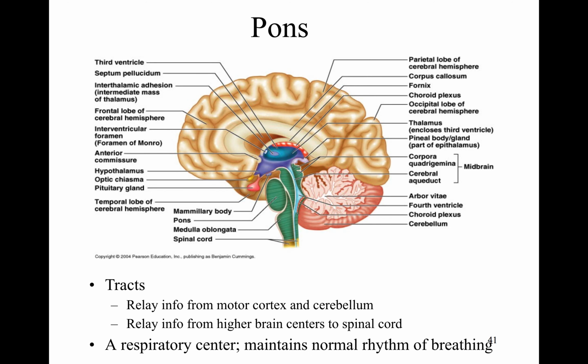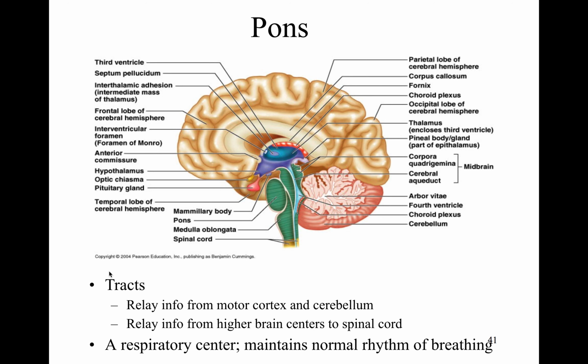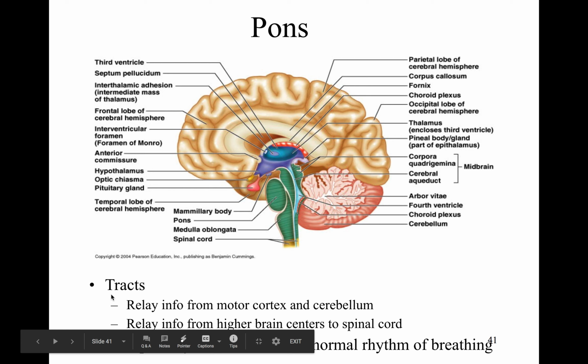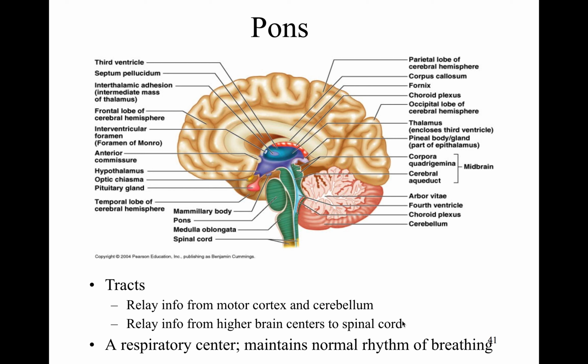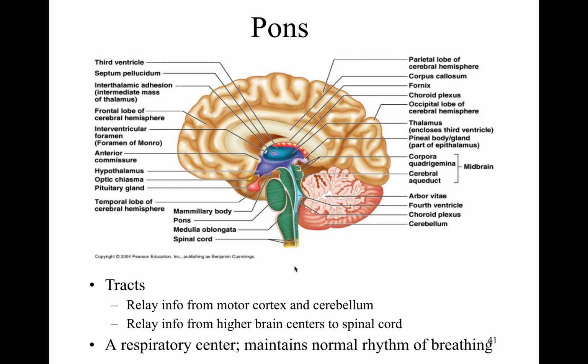The second part of the brainstem is the pons. The pons is going to have two main parts. First, it contains a series of tracts. It contains two important tracts. First, it contains tracts that are relaying information from higher brain centers to the spinal cord. So these are groups of neuron axons that are relaying information from higher brain centers down to the spinal cord.